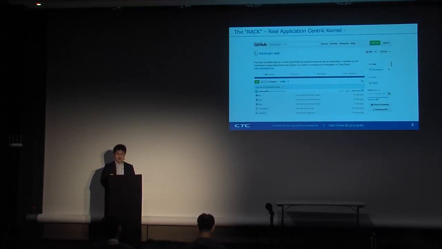And now, I will introduce you to RAC. The RAC word stands for Real Application Centric Kernel. The RAC is software to develop after the cloud era applications. It is working on OpenStack. The RAC is currently under development on the platform called StackForge.